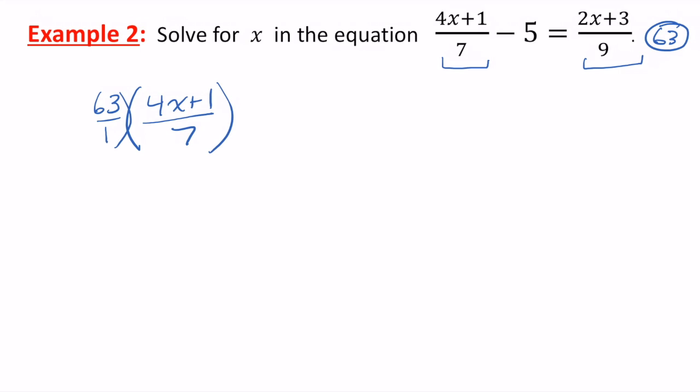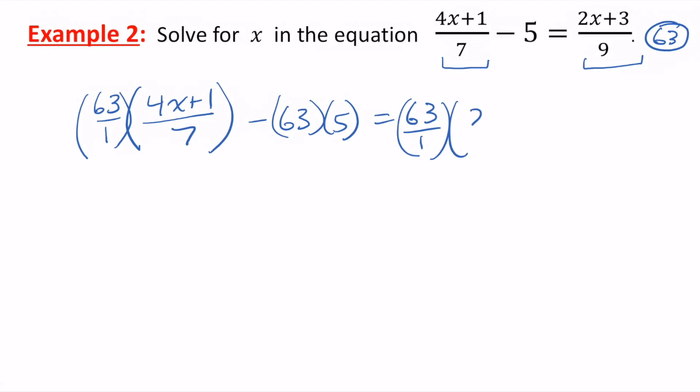And again, I'll write it like this, just so that we can see how these cancellations are happening. We can't forget the 5. We have to multiply everything by 63. Just finish writing it out. There we go. And now we can see how these cancellations are brilliant.